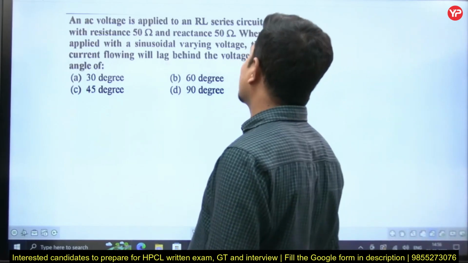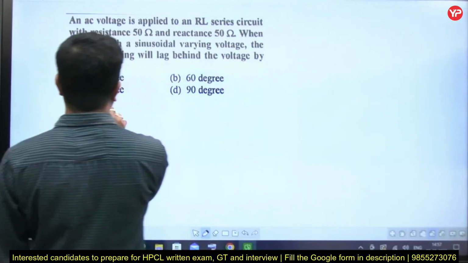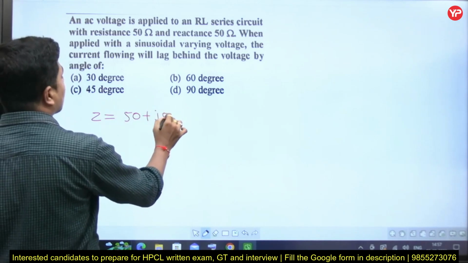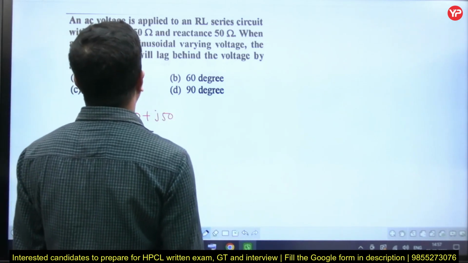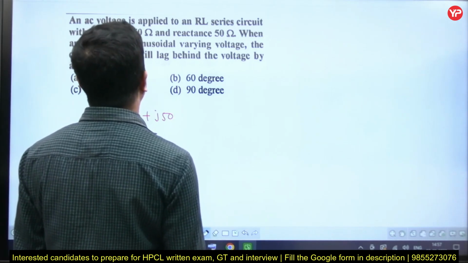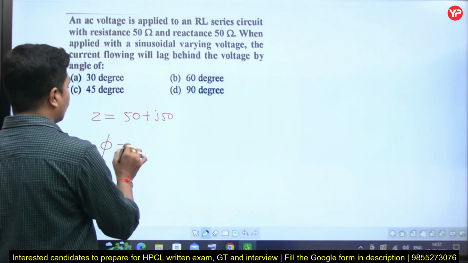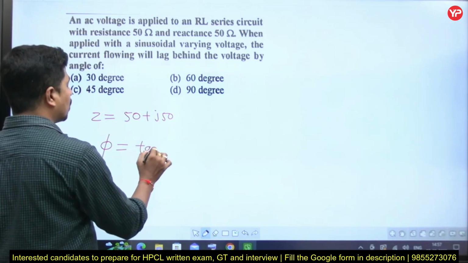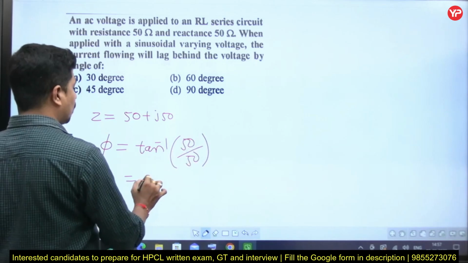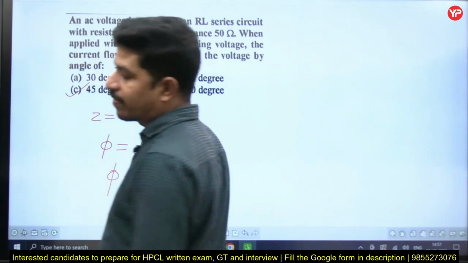An AC voltage is applied to an RL circuit with a resistance of 50 ohms and a reactance of 50 ohms. So Z is equal to R plus jXL, 50 plus j50. When applied with a sinusoidal varying voltage, the current flowing will lag behind the voltage by, he is asking the phase angle phi. Phi is equal to tan inverse of 50 by 50, that is equal to 45 degrees.